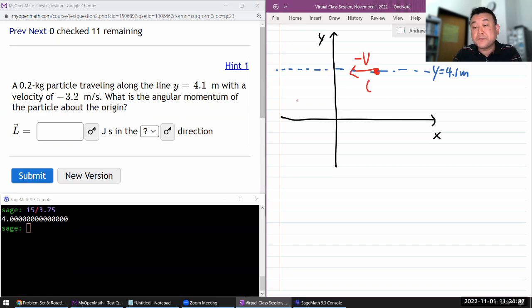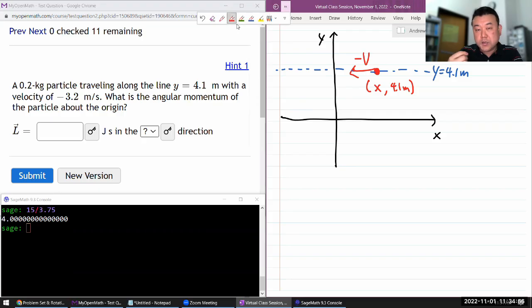It gave us y position, so I can say, oh, that's 4.1 meter. But the x position, it's a variable. It's just left unspoken. Let's hope that it doesn't affect our answer. It's asking what is the angular momentum.